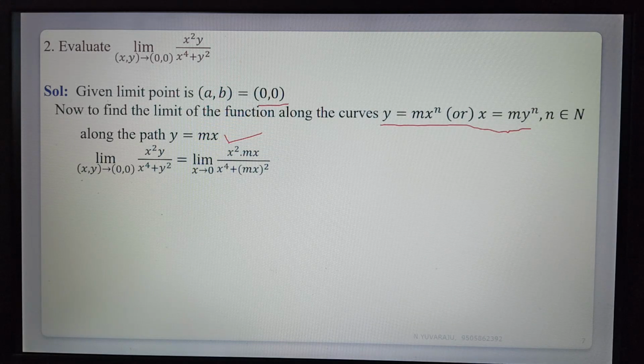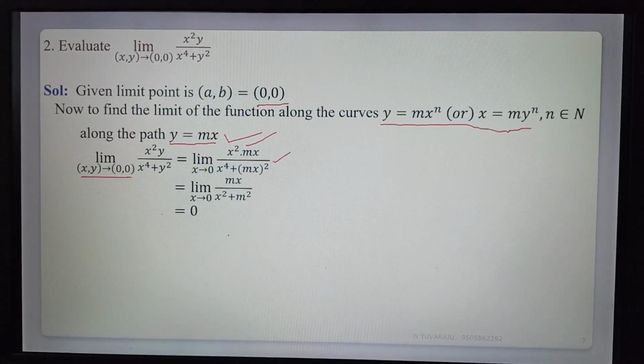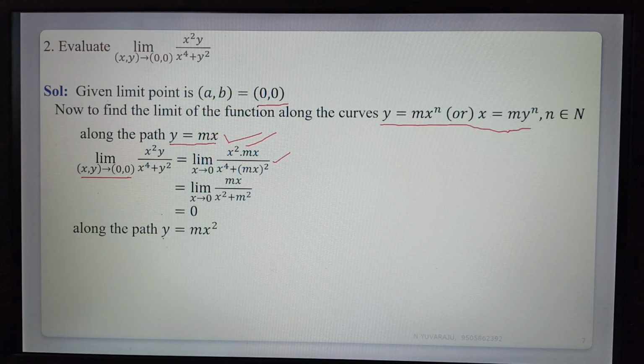Okay? So limit x comma y tends to 0 comma 0 of x square y by x power 4 plus y square is equal to limit x tends to 0, replacing y with mx, x square into mx by x power 4 plus mx whole square. So that is equal to limit x tends to 0 of mx by x square plus m square. Now substituting x equal to 0, the limit is 0 in this path.